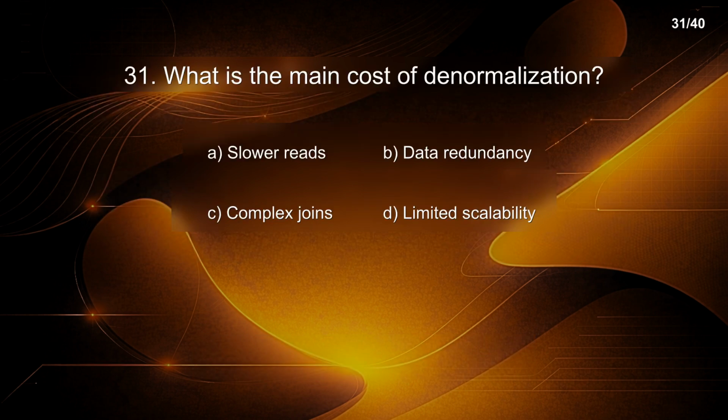31st question. What is the main cost of denormalization? A. Slower reads. B. Data redundancy. C. Complex joins. D. Limited scalability. Correct answer is B. Data redundancy.